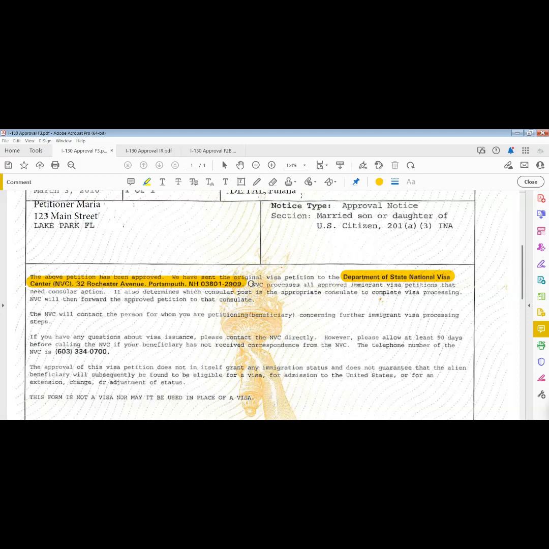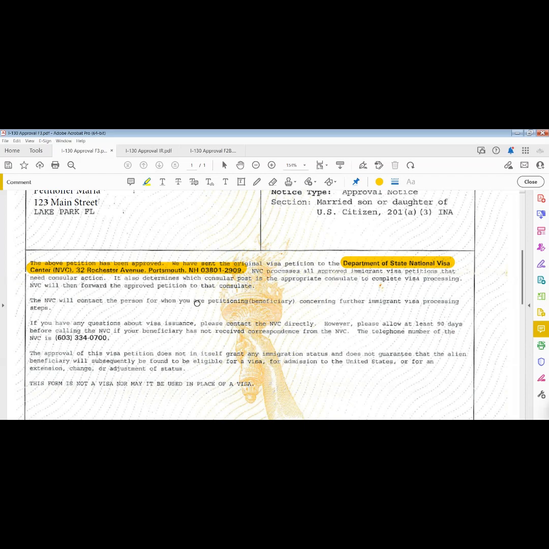There are some I-130 beneficiaries who might be eligible to adjust their status inside the United States. If the I-130 petition indicated that the person would adjust status in the United States, then this language is not usually going to say that they sent the visa petition to the Department of State. It should say that USCIS or INS has retained the visa petition.